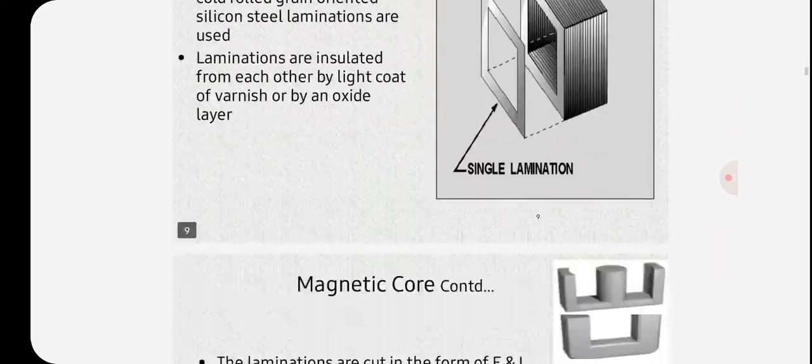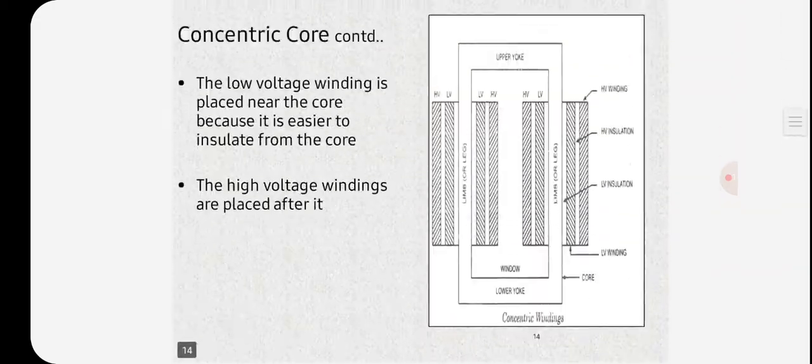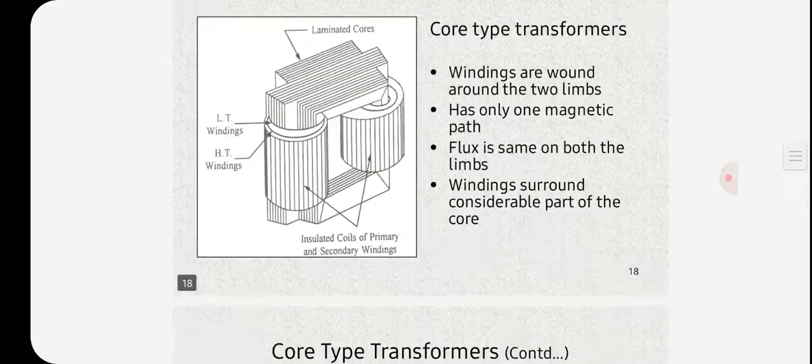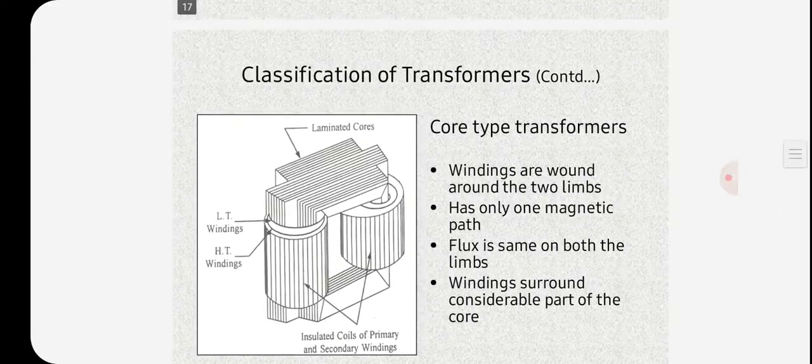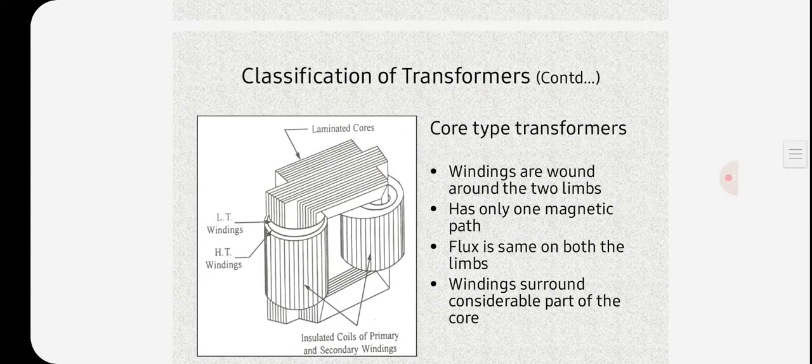So this is the cruciform type transformer. So using this type of laminations, we can adjust in a particular transformer without waste of the space.